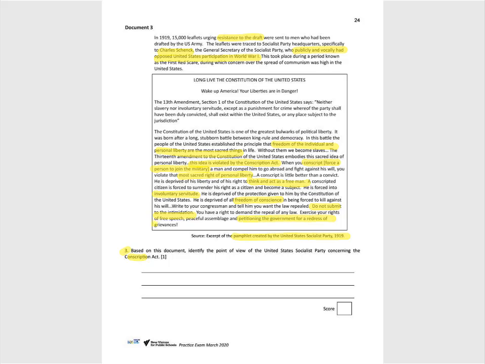This is even more constitutional language. So you can see some of this, like involuntary servitude is mentioned in the leaflet after having been quoted from above. So it's mentioned here that technically drafting someone is involuntary servitude, and that it is quoted up here from the 13th Amendment. So based on this document, identify the point of view of the Socialist Party concerning the Conscription Act, that it equates to slavery, involuntary servitude. You can summarize that here. I won't take the time now to do so. I have faith that you can make a complete sentence out of that idea.